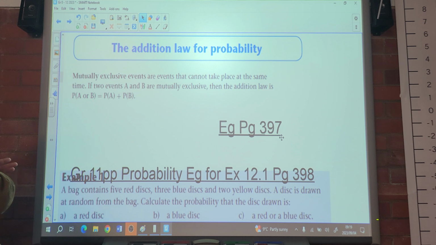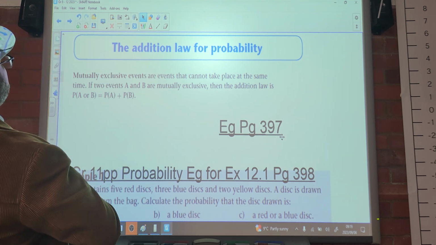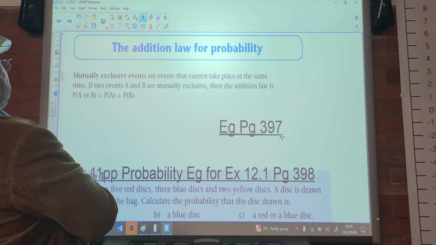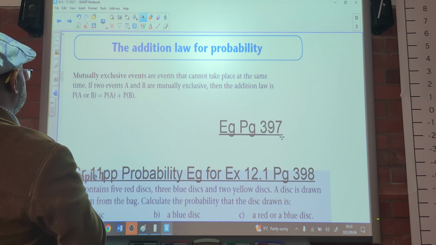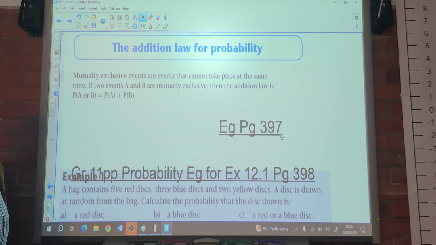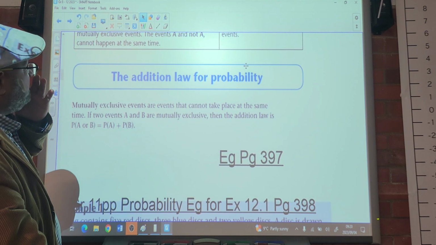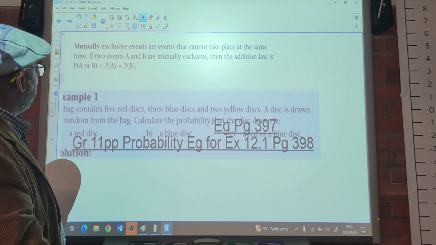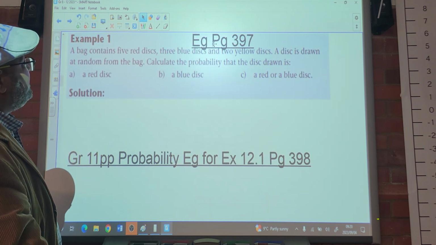So we are told the addition law for probability. We're looking at the examples for exercise 12.1 out of the Keeping Math Simple textbook, on page 398. Mutually exclusive events are events that cannot take place at the same time. If two events A and B are mutually exclusive, then the addition law is: the probability of A or B is equal to the probability of A plus the probability of B. And we spoke about that when we dealt with the example of the spinner further up. Okay, so now we're looking at example 1, which is on page 397.